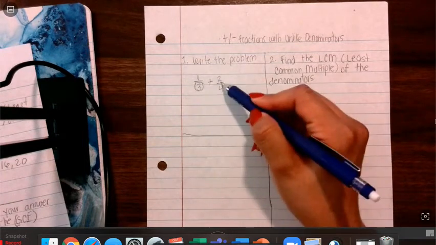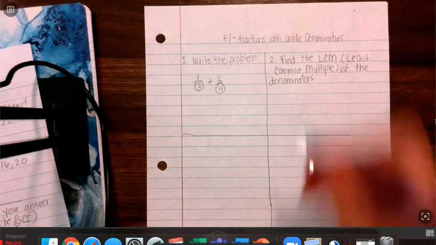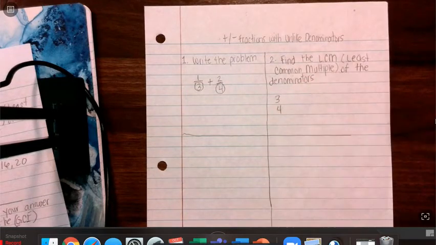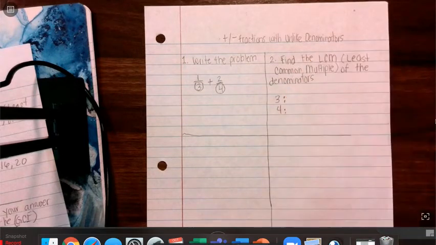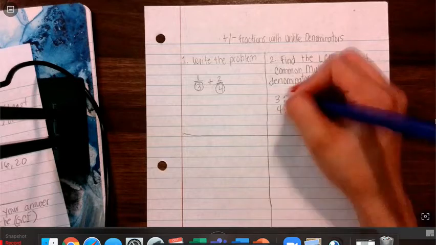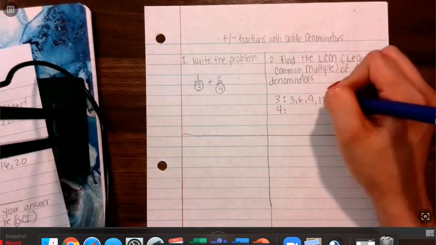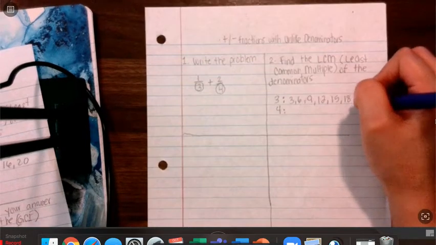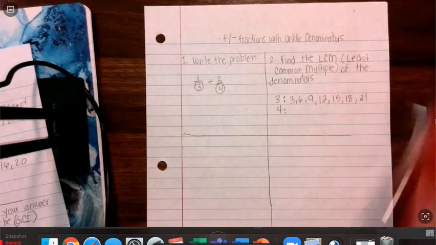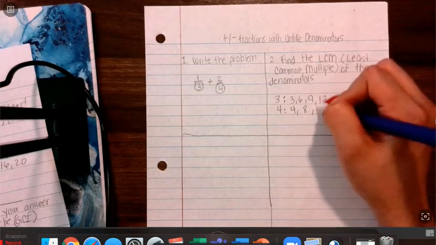So we have to find the multiples of 3 and 4. Multiples of 3, multiples of 4. How do we find multiples? By skip counting. Multiples of 3: 3, 6, 9, 12, 15, 18, 21. We'll stop here. Multiples of 4: 4, 8, 12, 16, 20, 24.